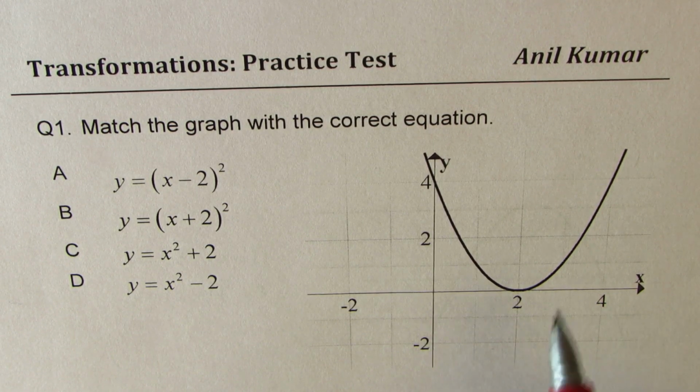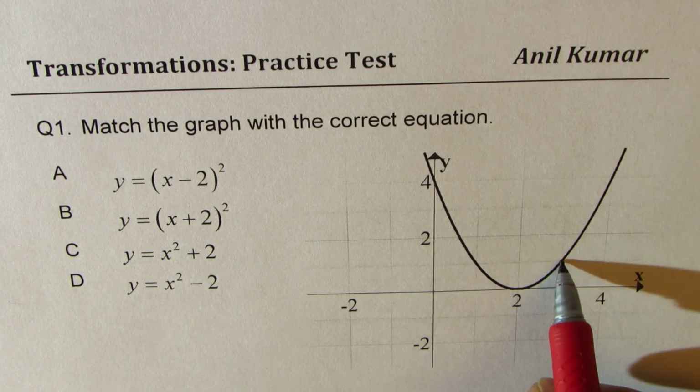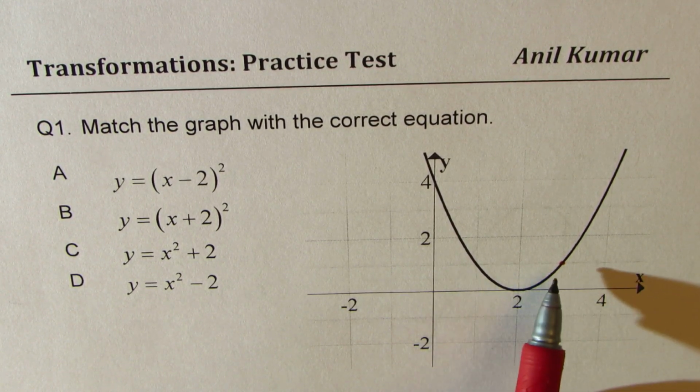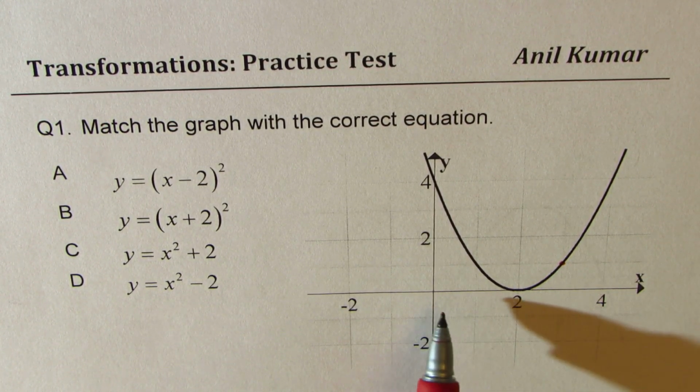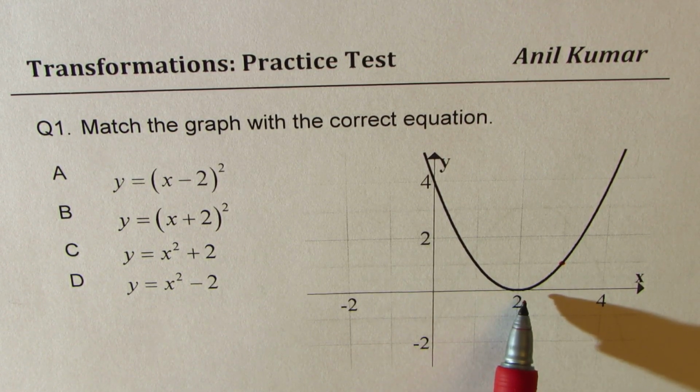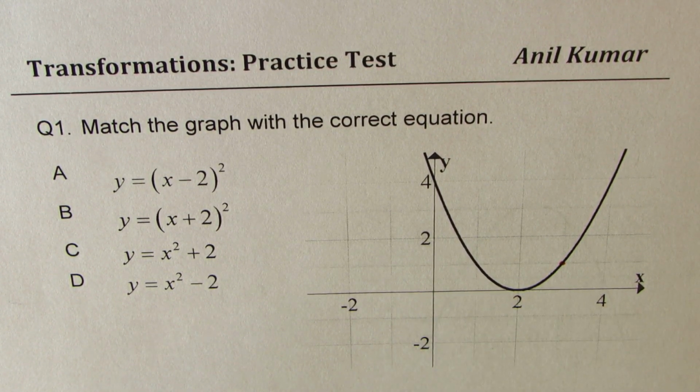Now what you notice here is that if you move 1 unit, you are at 1 up. So there is no stretch or compression here. The only transformation is 2 units to the right. So if you move 2 units to the right, which equation fits with the graph? You can always pause the video, answer, and then look into my suggestions.